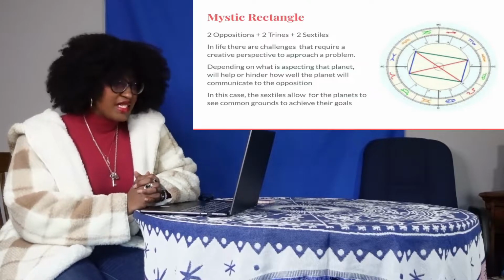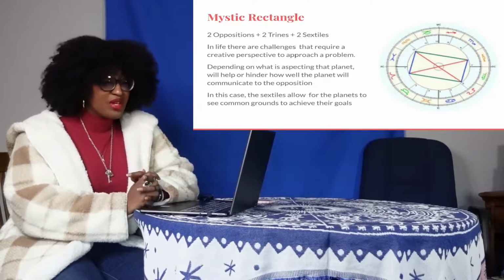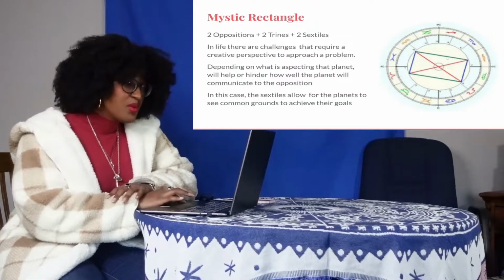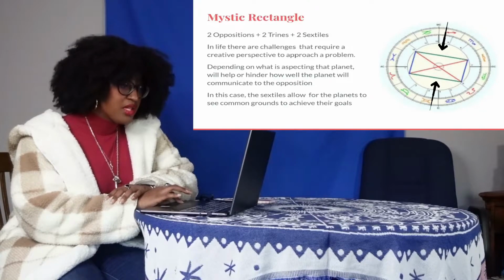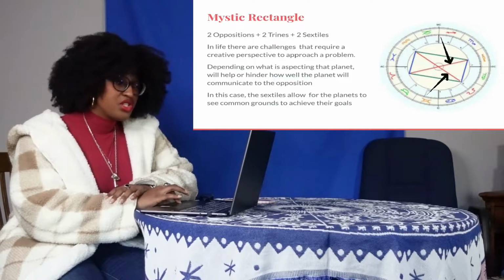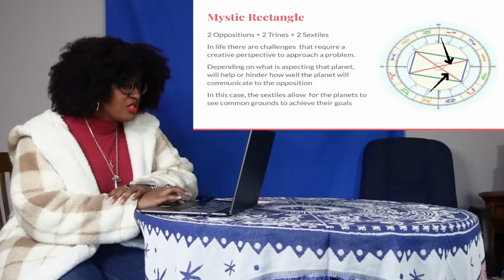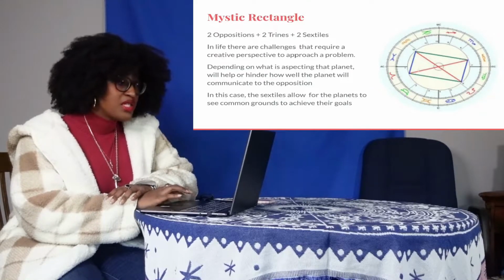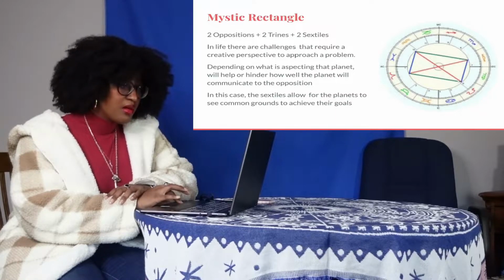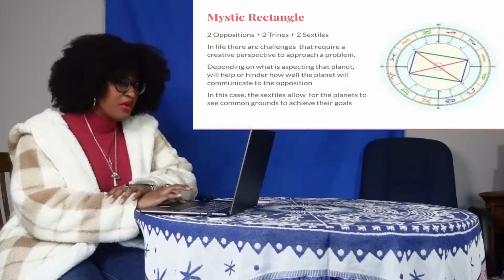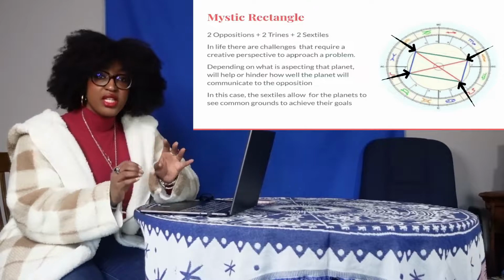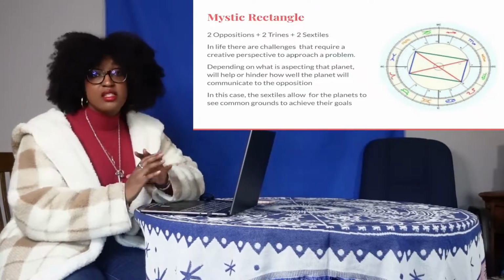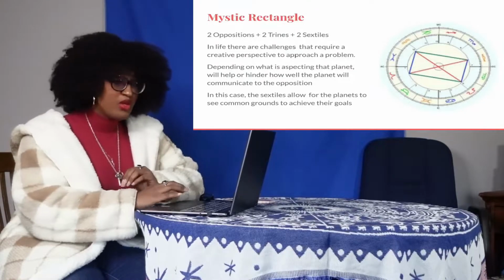Moving on to rectangles, even though you see triangles in there. Here we have two trines, which are these green lines, two oppositions, which are these red lines, and then two sextiles, which are these blue lines. You see, together each planet is basically talking to every other planet, and that's why these aspects are how planets communicate.